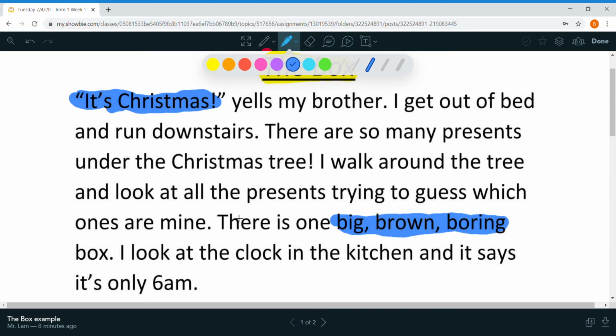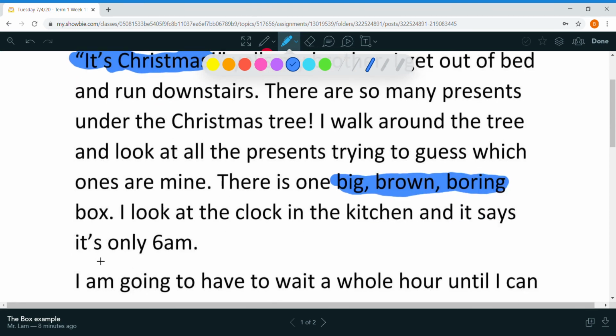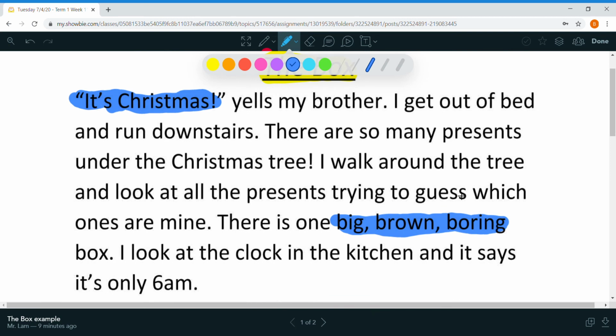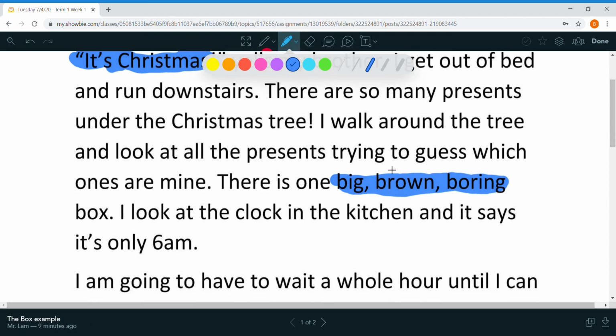So I've described my box here in blue. There is one big brown boring box. So it's not just any box by itself, because if I just said to you it's a box, it would just sound pretty boring. But I've actually said it's a big brown and boring box. So that just changes the picture in your head, doesn't it, straight away? So it's not just a box, it's a big brown and boring box. So I've used a lot of adjectives there.